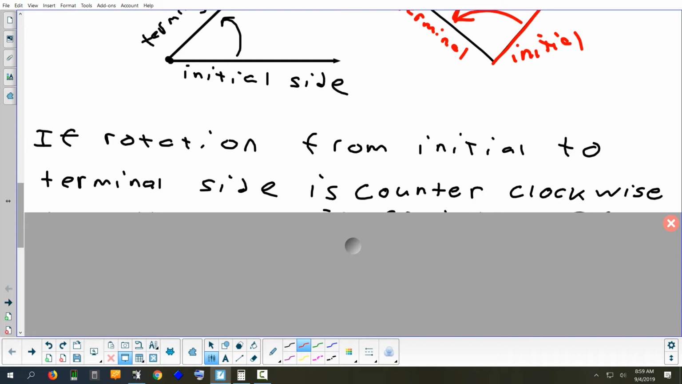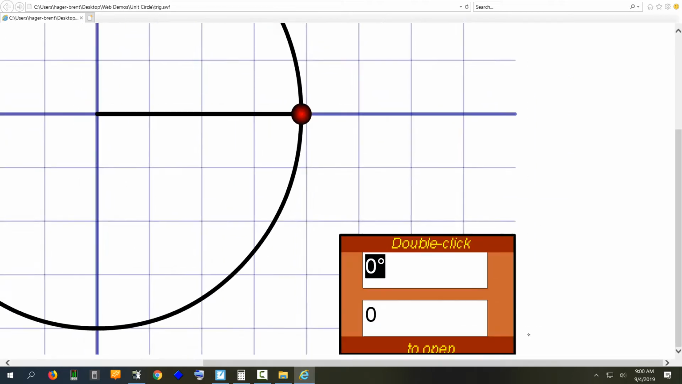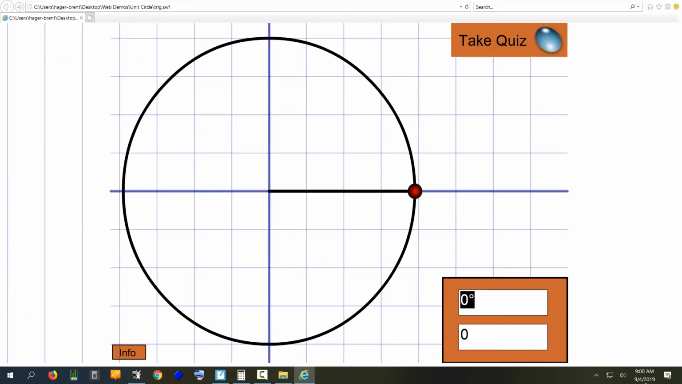I'm going to show you a picture of something real quick. Let's take a look at what happens when we measure an angle in either the clockwise or counterclockwise direction. This program lets me drag this red circle anywhere I want on the perimeter, and it'll make an angle. It shows me what the angle is right down here, in degrees or in the other unit, which I'll tell you the name of later.